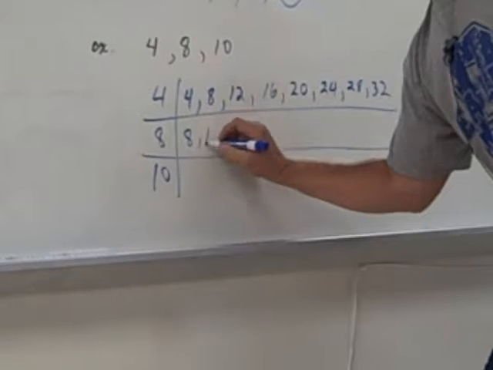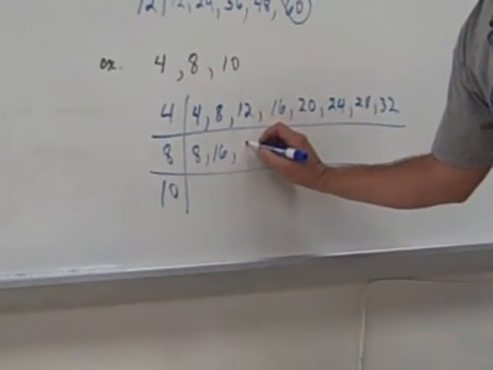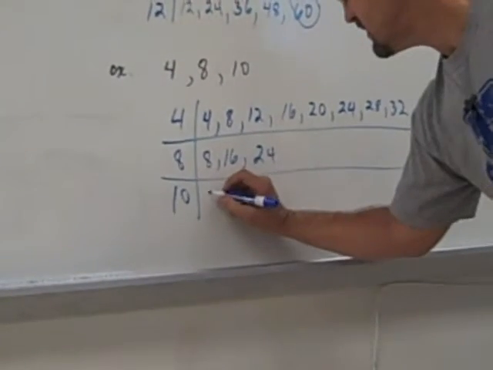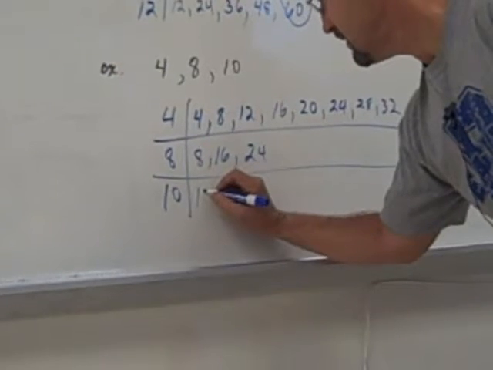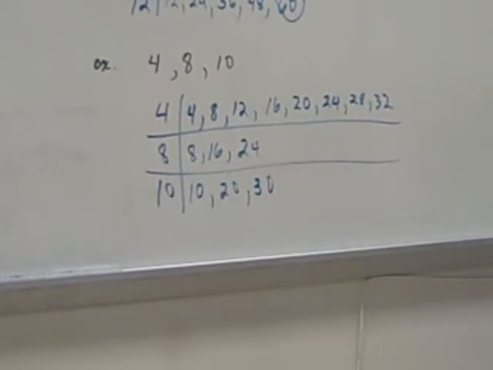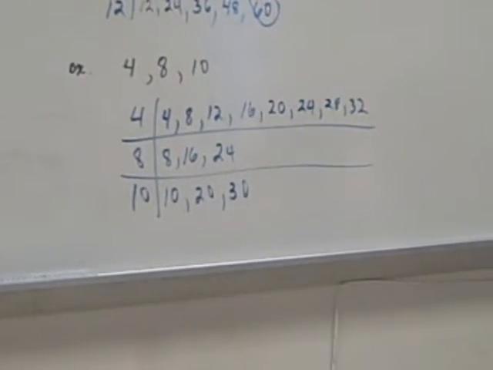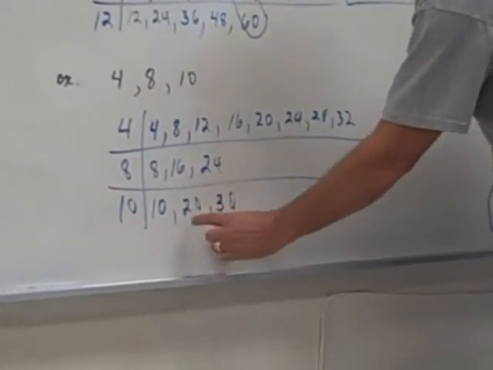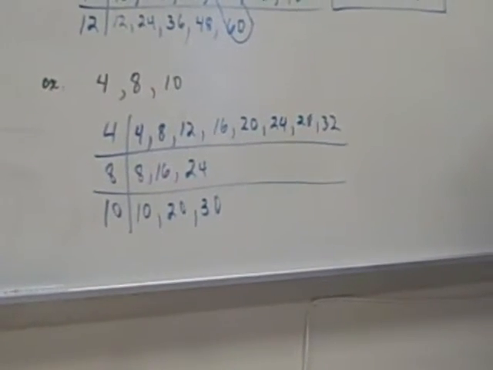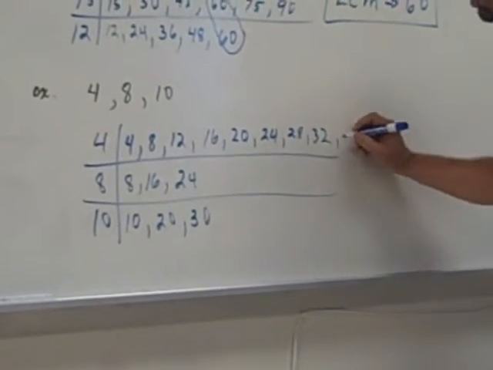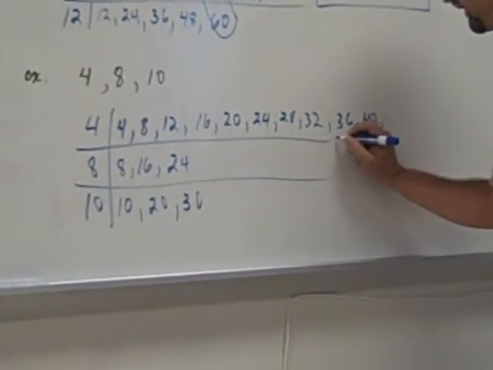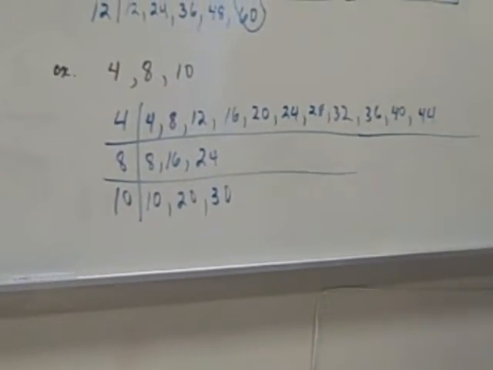8. 8 times 2, 16. 8 times 3, 24. Oh! 24. Maybe I got one. 10 times 1, 10. 10 times 2. 10 times 3. I had 24, 24, but there's no 24 in this one, so I have to keep all my lists going, don't I? Right, so let's keep going. 32, 36, 40, and what's another one? 44. Maybe we went enough.